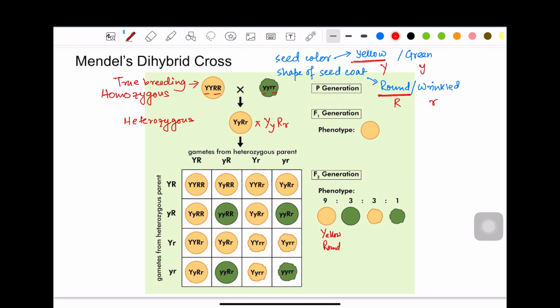So the yellow and round, which is the parental type, will be produced in the most numbers, which gives the ratio 9. And this 3 stands for the green and round. This is yellow and wrinkled. And the minimum number of progenies will be the recessive type, which is the green and wrinkled. So that will be your dihybrid ratio of Mendel, the phenotypic ratio 9 is to 3 is to 3 is to 1. I'm sure you are well acquainted with this ratio.